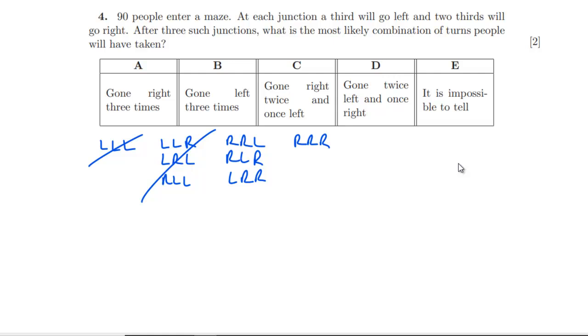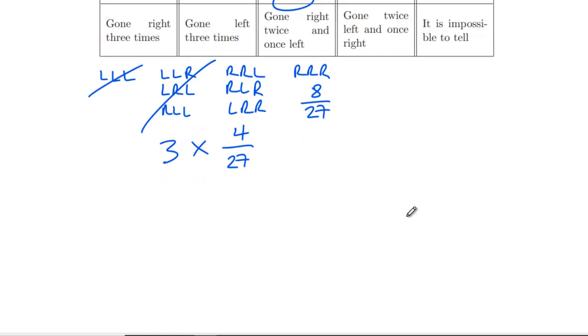So for this, it was 2/3, so that's going to be 8/27 to go right, right, right. But then going this way, we're going to have 2/3 times 2/3 times 1/3, so that'd be 4/27 multiplied by 3. So 12/27. So we would have had 2 rights and 1 left. So that's C.